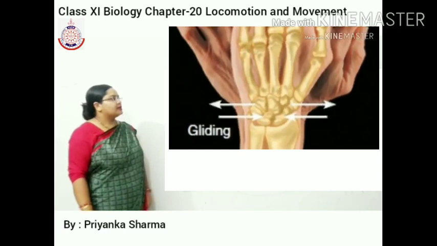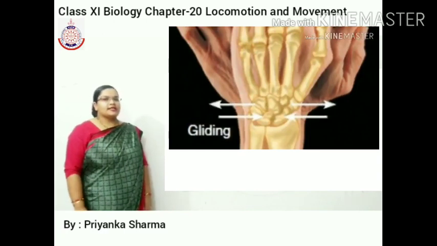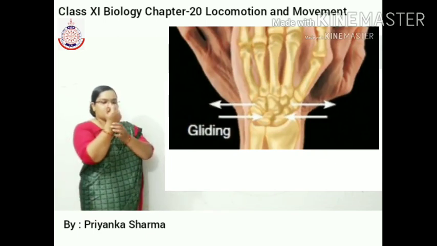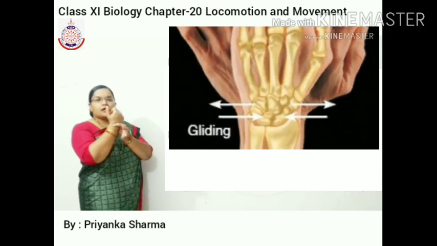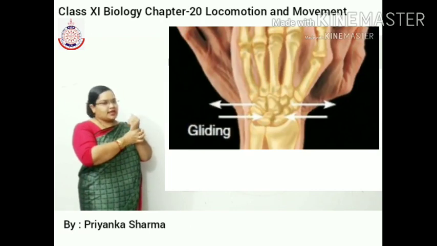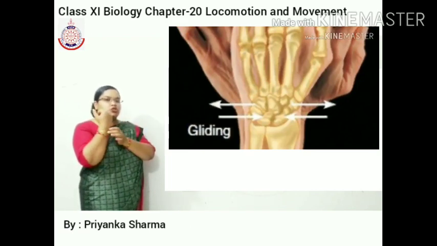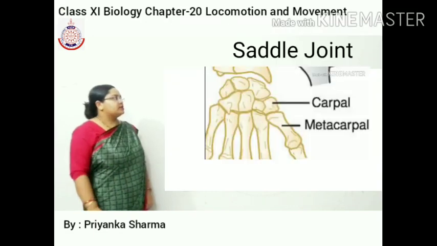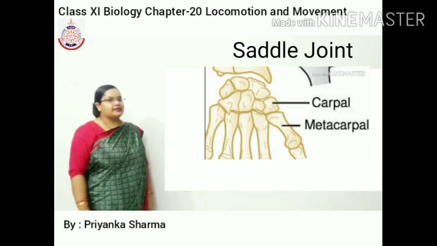Next is the gliding joint. The gliding joint is present between carpals. Where are your carpals present? Yes, in your arm here, carpals are present. And how many carpals are present in your arm? Yes, 8 carpals are present. So, in your carpals, which joint is present? The gliding joint is present. Now, the next joint is the saddle joint.